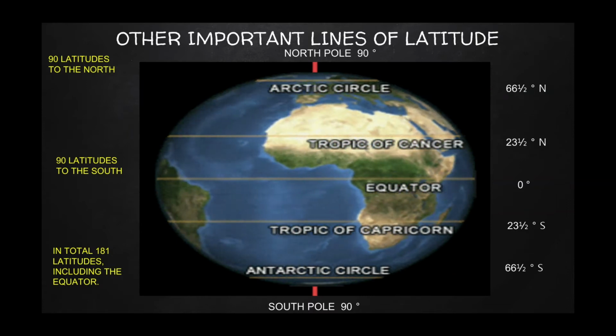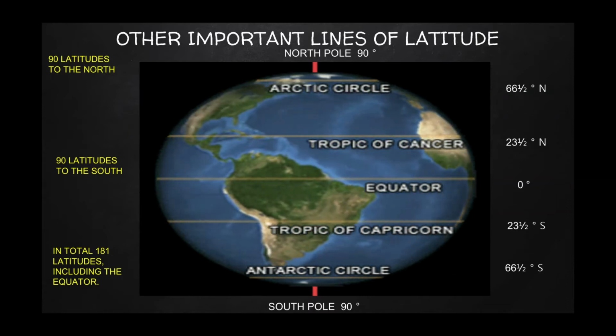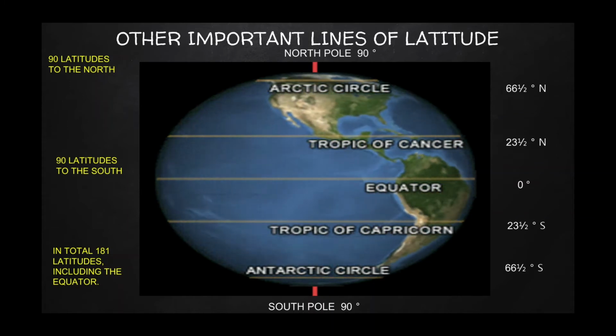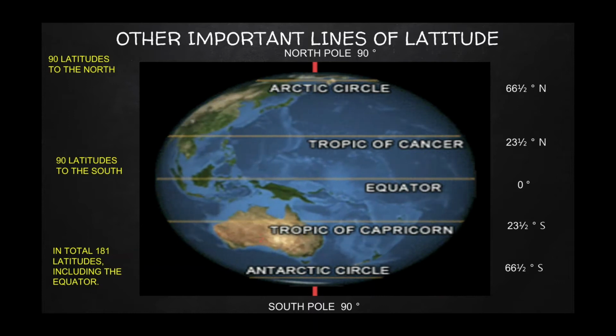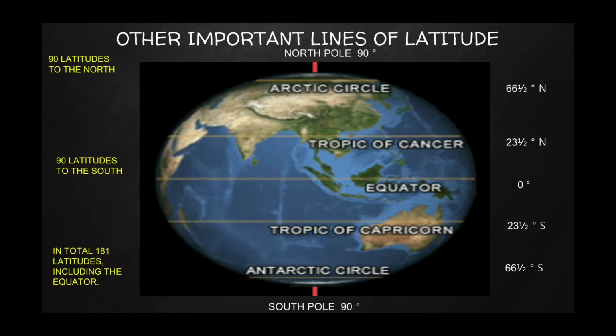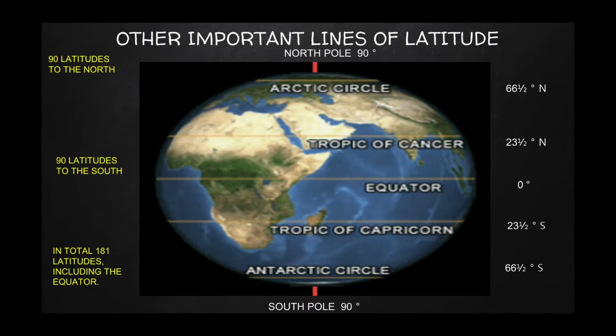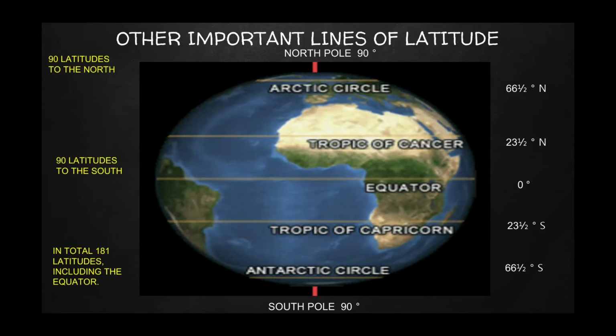Here we have some more information about latitude. There are 90 latitudes in the northern hemisphere, 90 latitudes in the southern hemisphere. So in total we have 181 latitudes including the equator at 0 degree.